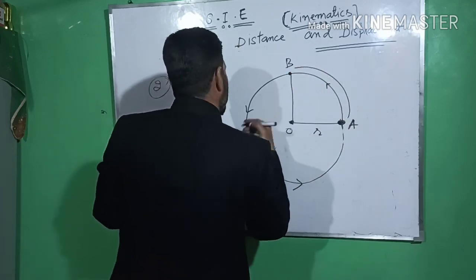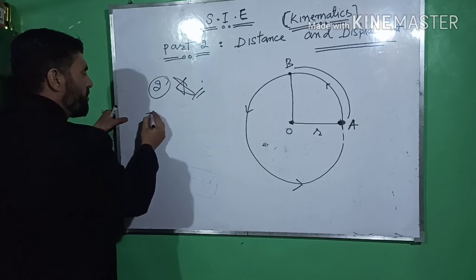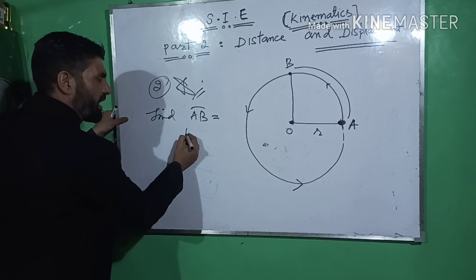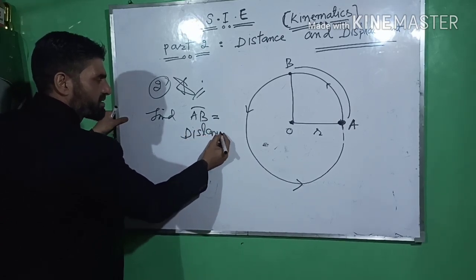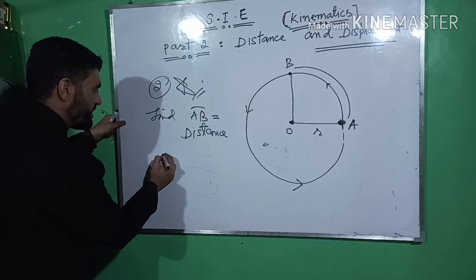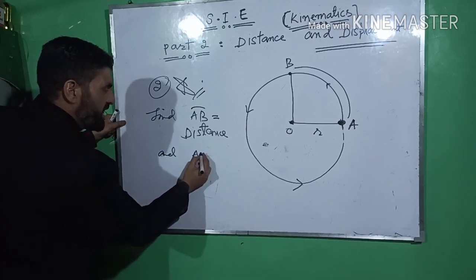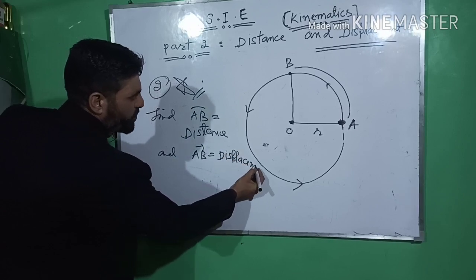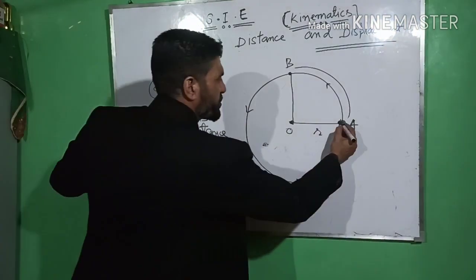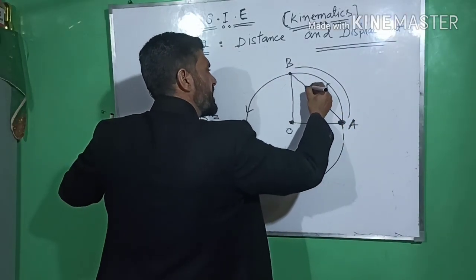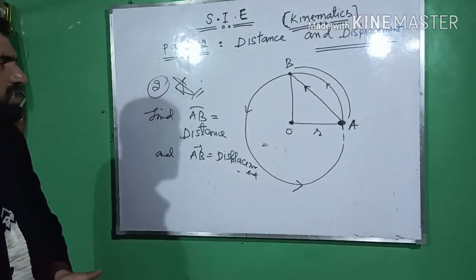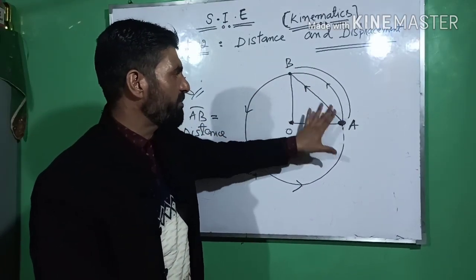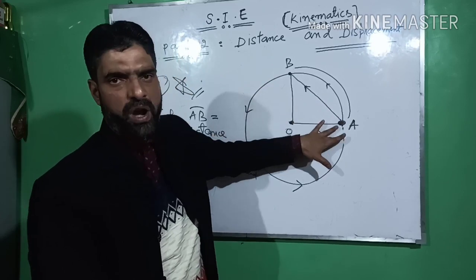We have to find here, the question is, find AB, the length of the arc, and that length of the arc is nothing but, dear students, the distance. And second, find the displacement, that is the AB vector. Displacement is nothing but, dear students, the shortest distance between points A and B. So what is the question? When the particle travels from point A to B, find the distance, that is the actual path, and find the displacement, that is the shortest path between points A and B.